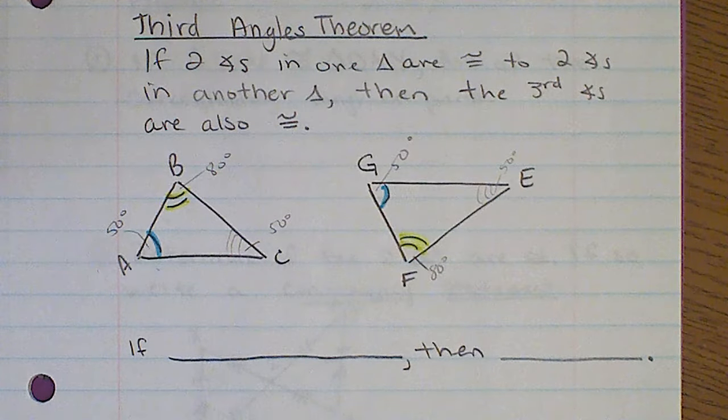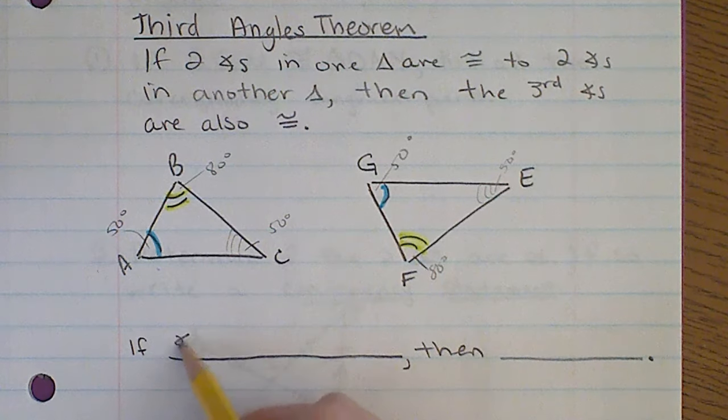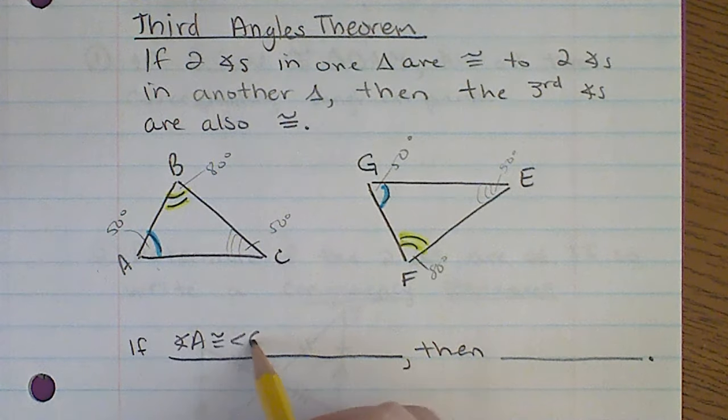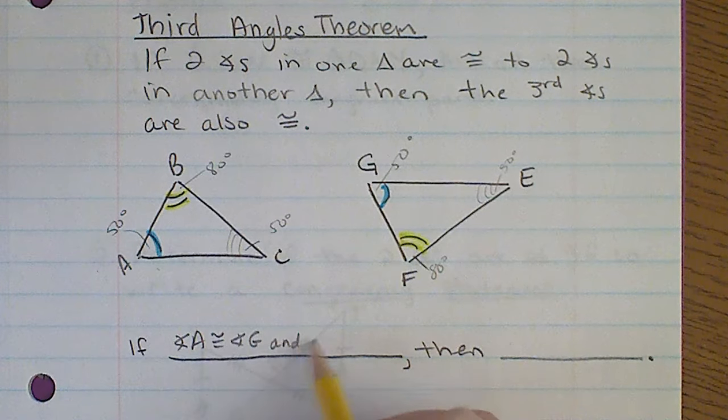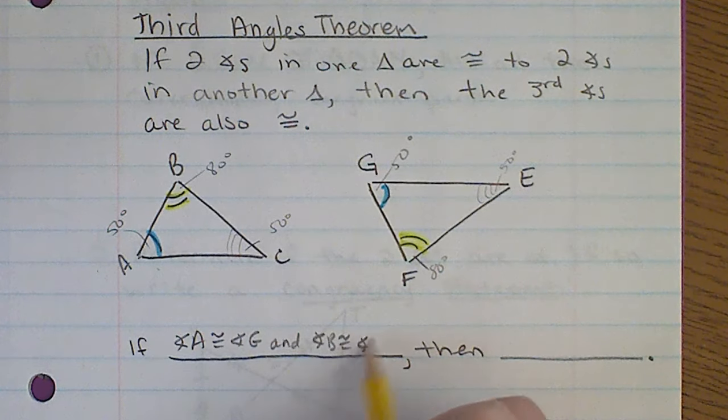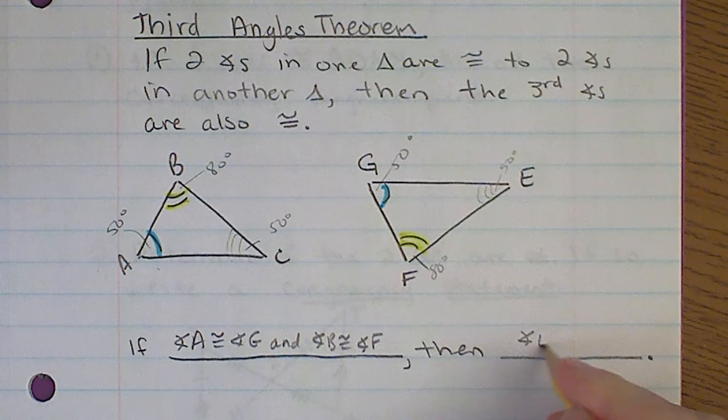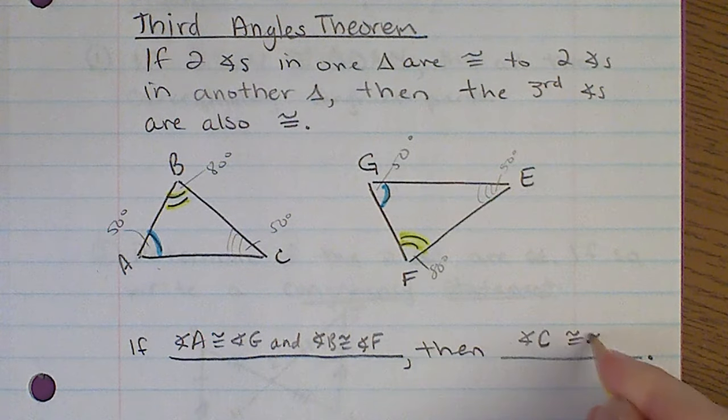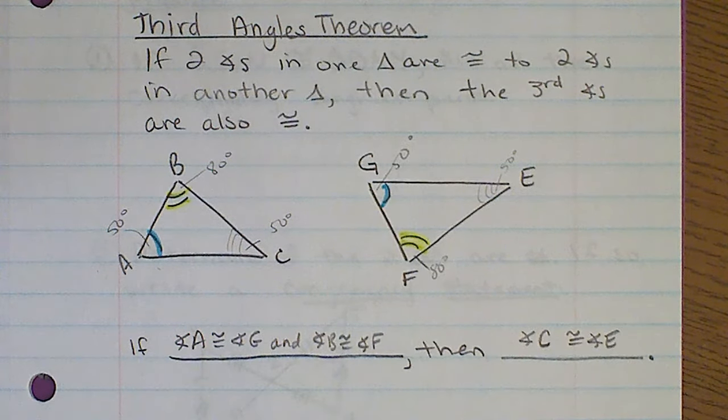So you can make an if-then statement here. So if angle A is congruent to angle G, and angle B is congruent to angle F, then we know angle C must be congruent to angle E. And so you can use this reason when you're doing your proofs, or when you're solving for a missing angle, or when you're just trying to show that the last pairs of angles in a triangle are congruent, because if you know 2, then the third angles will always be congruent.